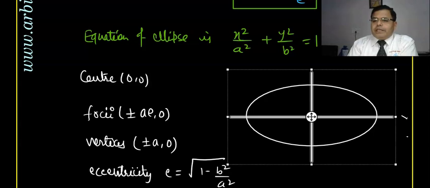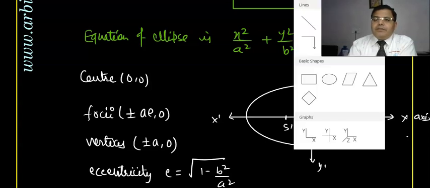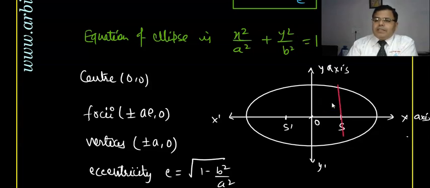So here this is the x-axis, this is the y-axis, right? Here S and S dash are the foci, O is the center. This is the length of latus rectum, that is PP dash is the length of latus rectum, right? So PP dash is the length of latus rectum.